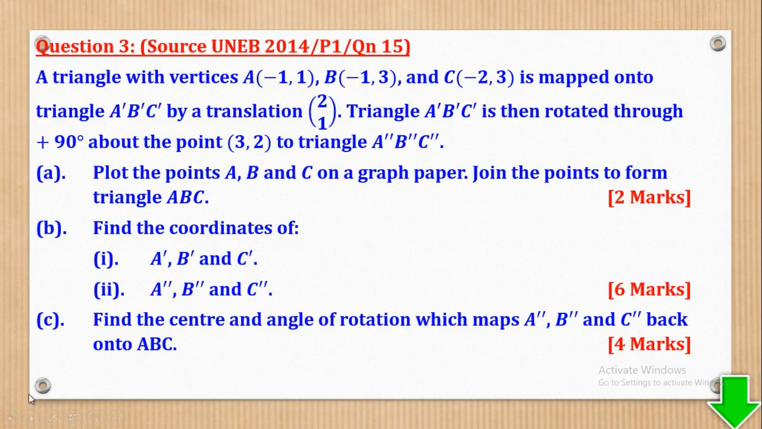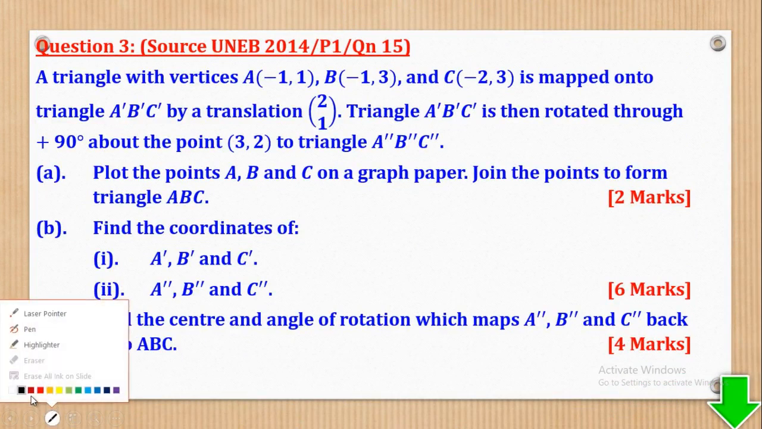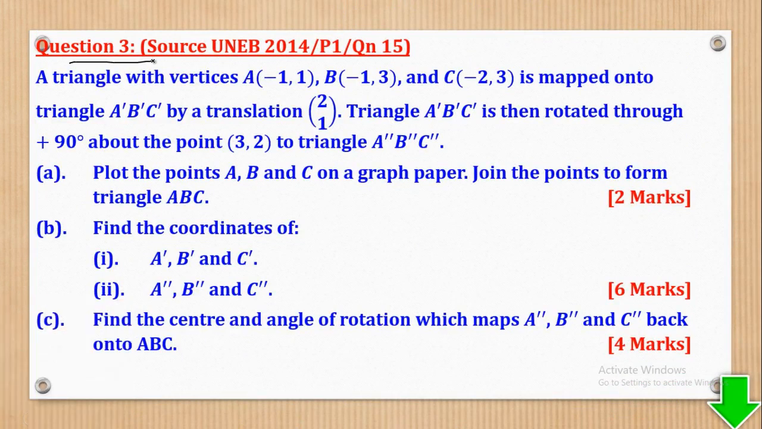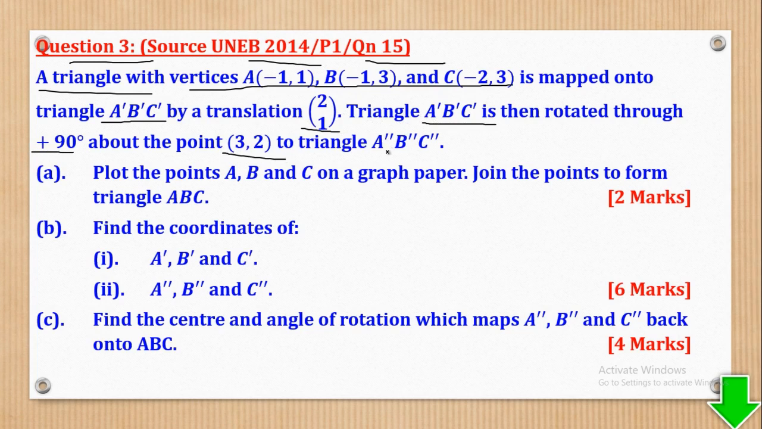So now we shall go to question 3. Question 3 came from UNEB 2014, paper 1, question 15, and says a triangle with vertices A, B, and C is mapped onto triangle A prime, B prime, C prime by a translation, this. Triangle A prime, B prime, C prime is then rotated through positive 90 degrees about (3, 2) to triangle A double prime, B double prime, C double prime.